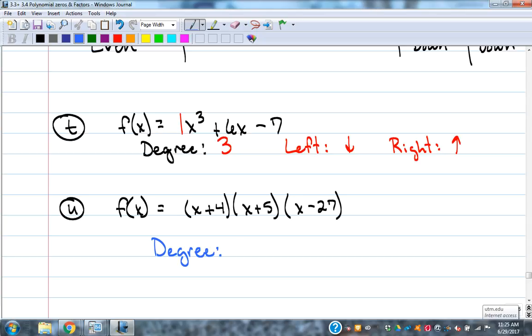Okay? What would happen if I multiplied these three together? What would be the degree? 3. X times X times X is X to the third. So the degree would be 3. What number is out in front of all this? It's a positive 1 again. So it's a positive leading coefficient, and it's a degree of 3. So again, the left side will go down, the right side will go up.